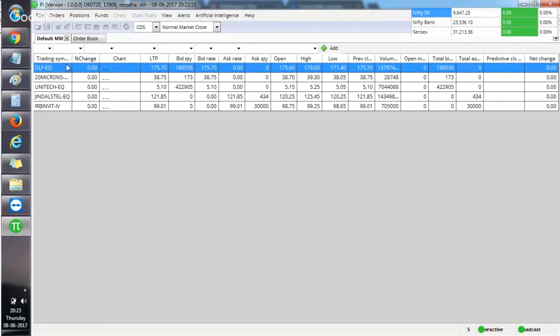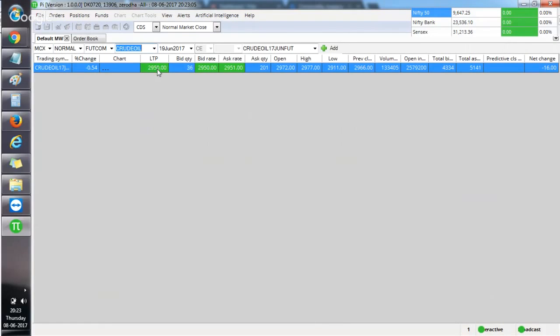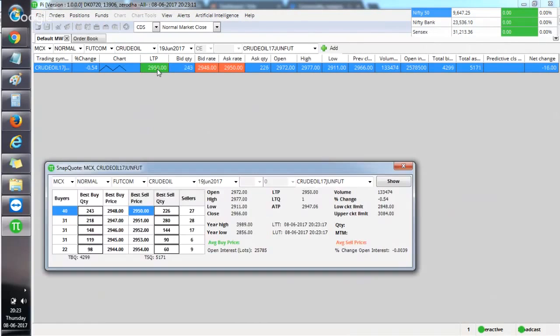So I've logged into Pi. I'm going to remove other contracts, and I'm just going to show you the live example of, say, again, crude oil, because that's more convenient to explain and make you understand as well. I'm going to open it. Double click, you will be getting the snap code.